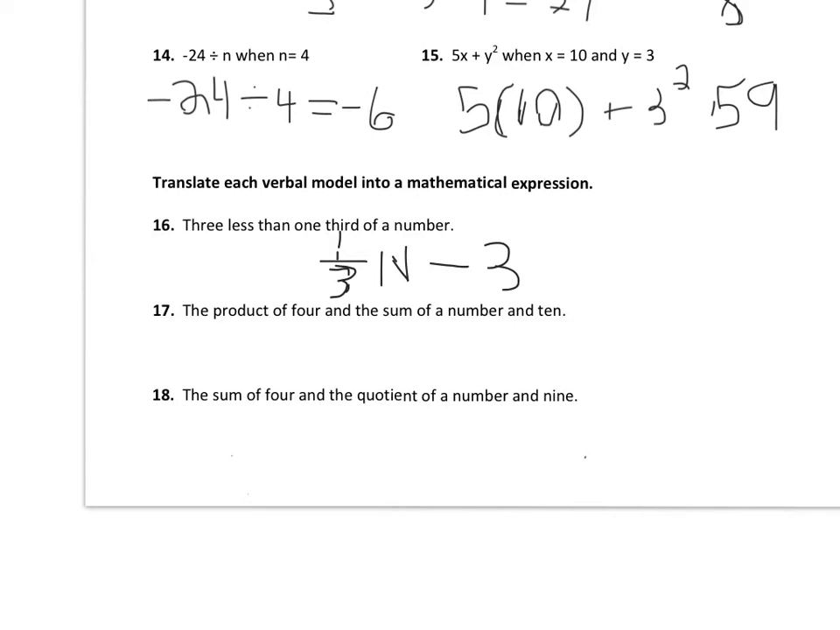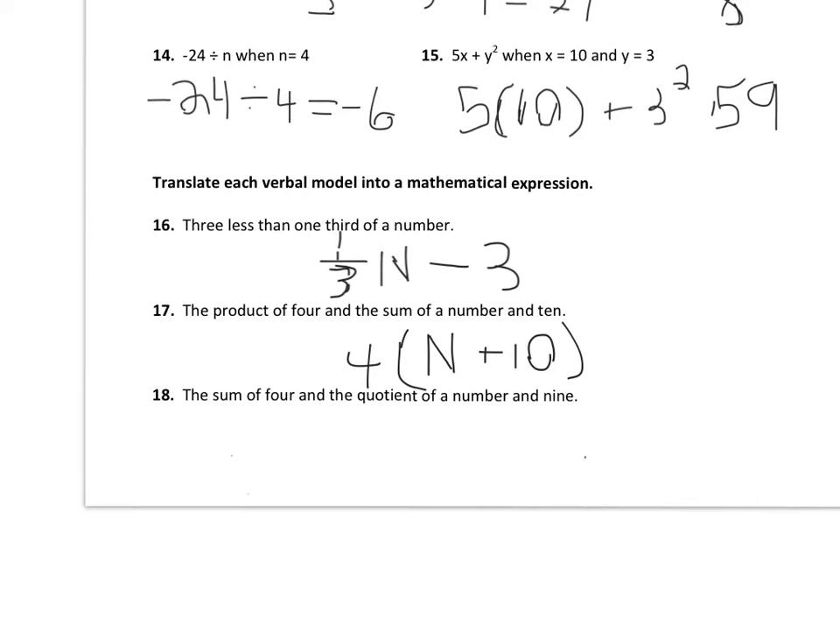Number 17, the product of 4 and the sum of a number and 10. So I would do the sum of a number and 10 first. So I'll just do n plus 10. And then the product of 4 means I'm going to times this whole thing by 4. The product, that's right, so 4 times parentheses n plus 10 in parentheses.